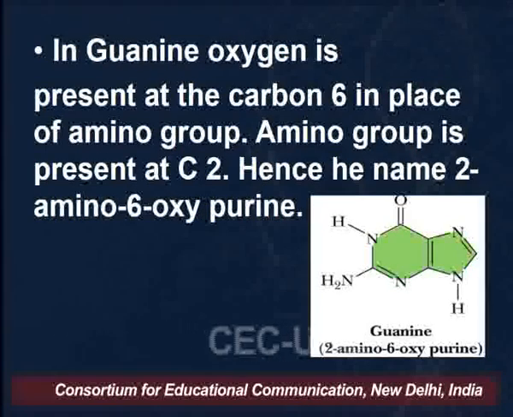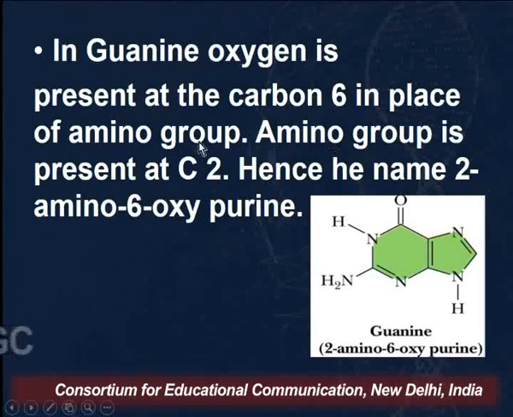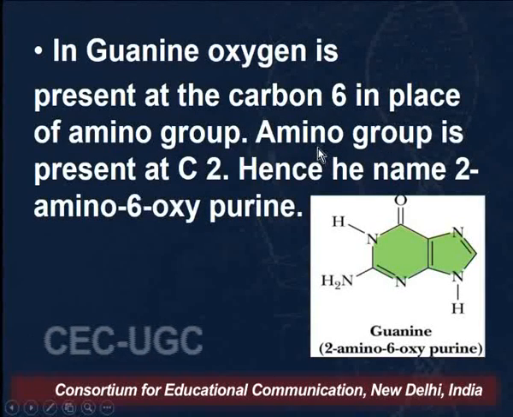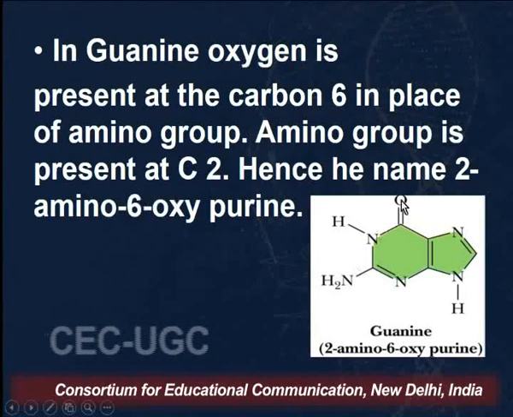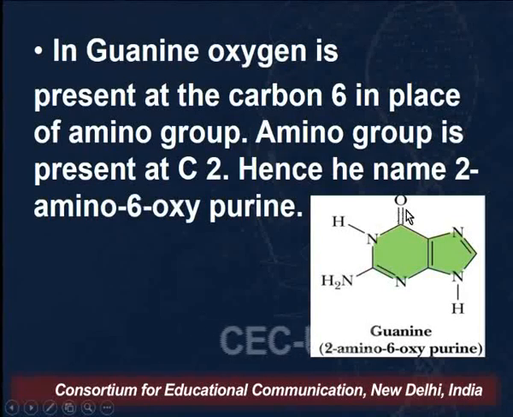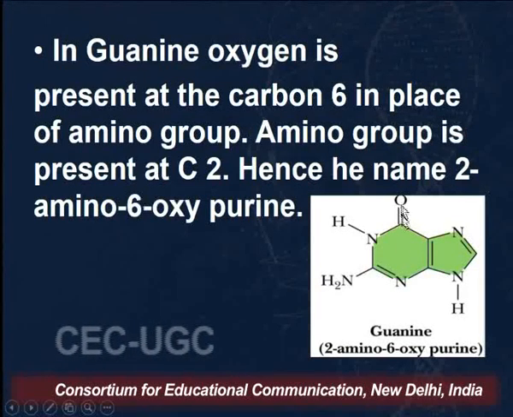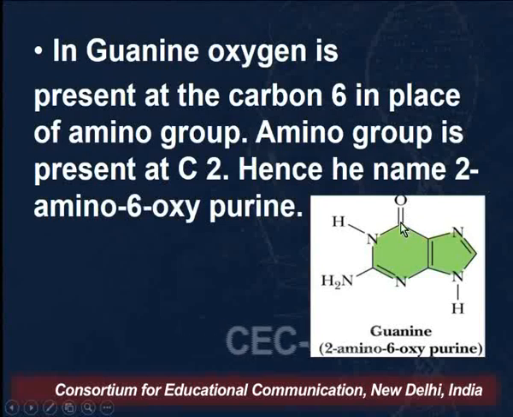Please remember, in cytosine what was present here? The amino group was present here, whereas in guanine oxygen is present here. And in this case, an amino group is present at the 2nd position. Now you have to remember, when we are naming the substituents, we name them in alphabetical order. So the naming would be 2-amino, 6-oxy. The oxy group is present at the 6th carbon of purine. So this will be the IUPAC name of guanine.